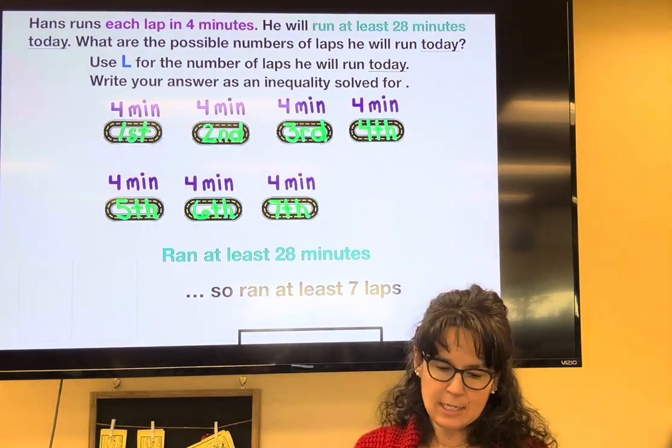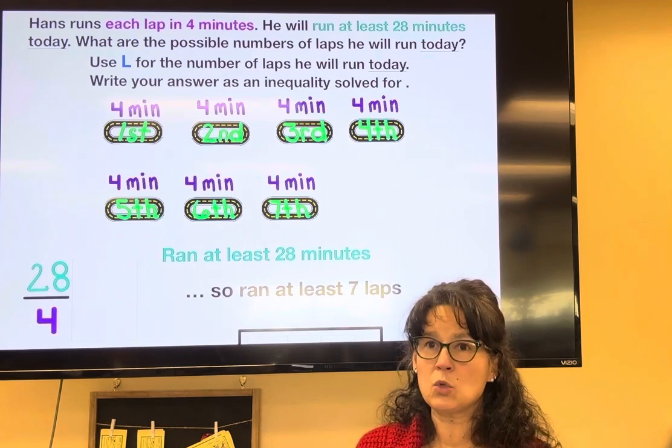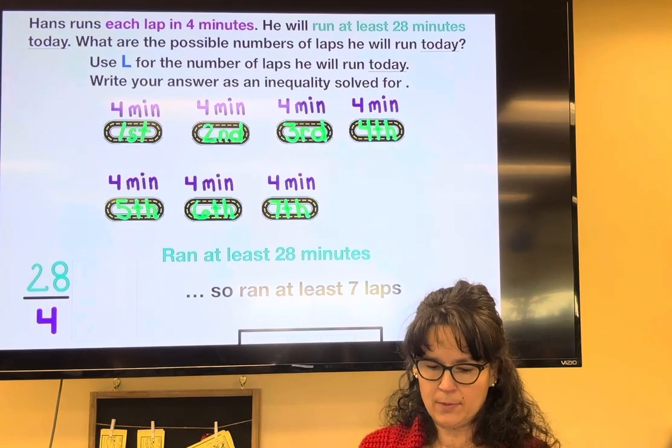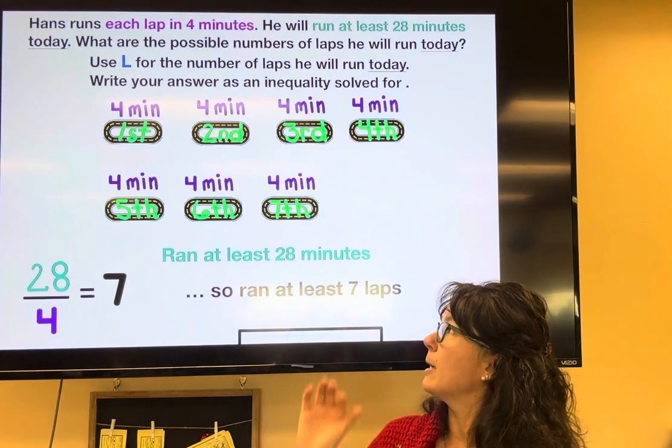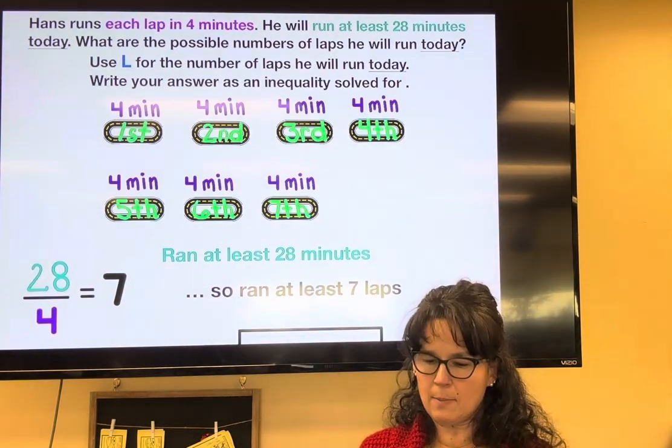Technically, what I could have done is taken 28 divided by 4, and that would have gotten me to 7. But drawing a picture helps me figure it out.